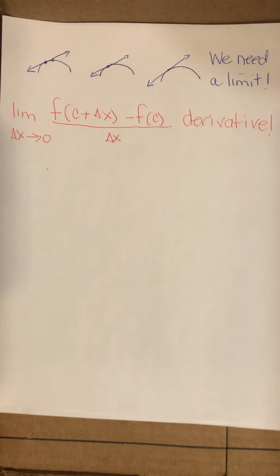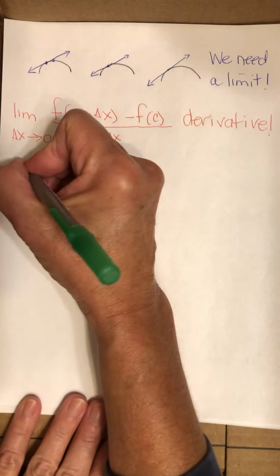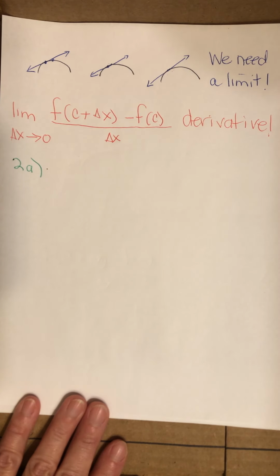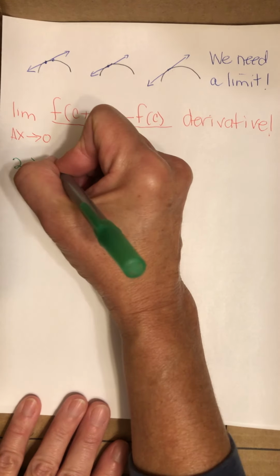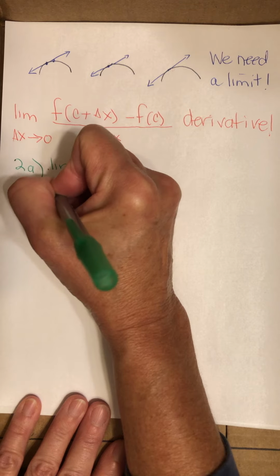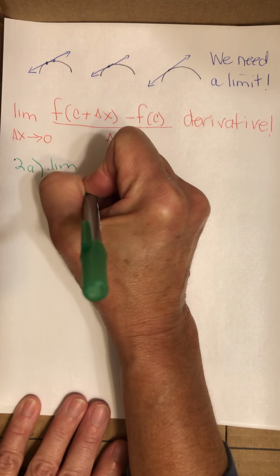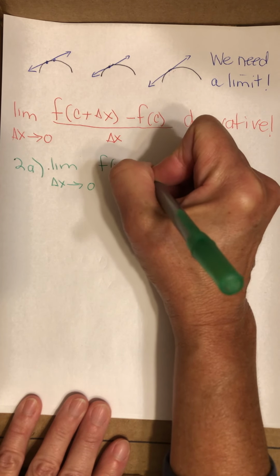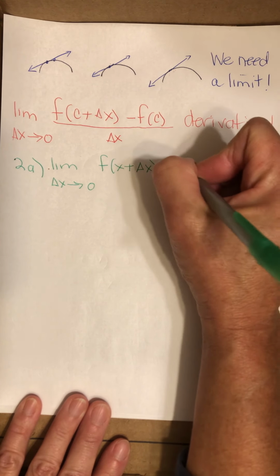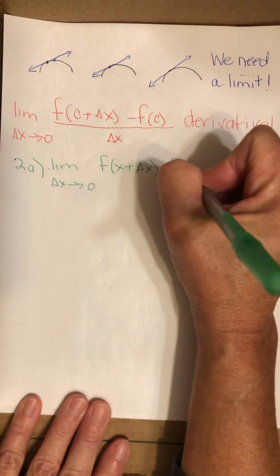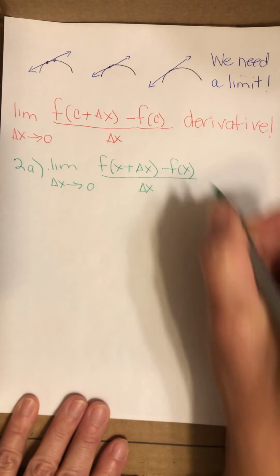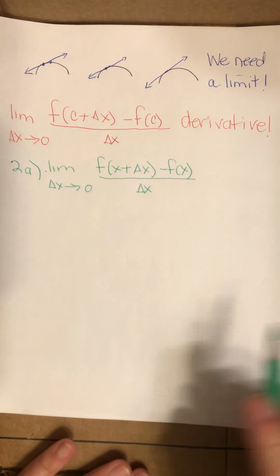Here is what your book asks for you. On 2A, here's what we're going to do each time. They are asking us, for each function, I have 3 different functions, to find the limit as delta x approaches 0 of the difference quotient. Now, you're going to see I changed it just a little bit for good reason. They write it a few ways in your book.